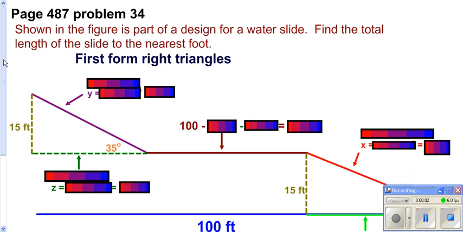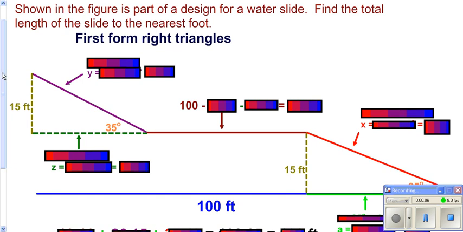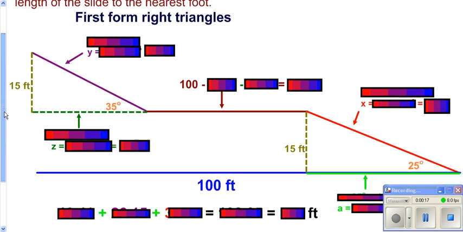So here we have a picture of a water slide. We want to find the total length of the water slide. That means the purple plus the brownish maroon plus the red over here. We want to find that to the nearest foot.